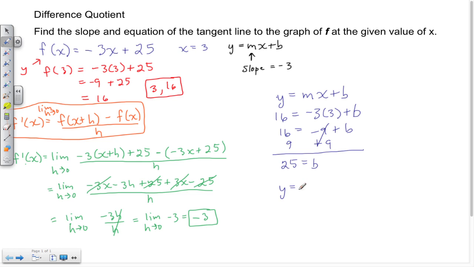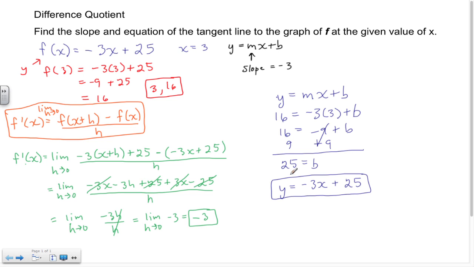Now I rewrite it for the equation of the line, so it's y equals negative 3x plus, and the b is 25. And notice that this equation is the same equation that we had when we started the problem. All this means is that with a linear equation, the slope is constant for the life of that equation. So it only makes sense that these two equations match exactly.